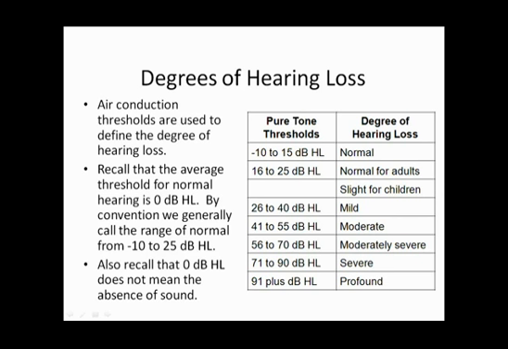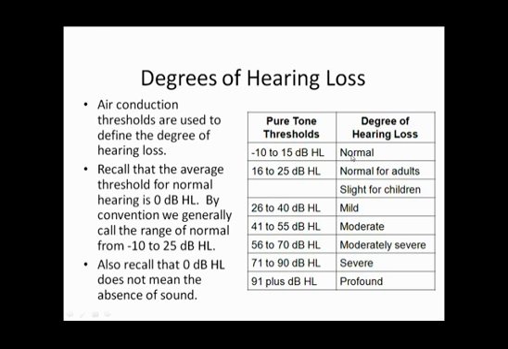Recall that the average threshold for normal hearing is 0 dBHL. By convention, we generally call the range of normal from -10 to 25 dBHL. Also recall that 0 dBHL does not mean the absence of sound. Now, normal, this is kind of misleading. It says degree of hearing loss, but a normal degree of hearing loss for adults doesn't make any sense. But anyway, here it is.